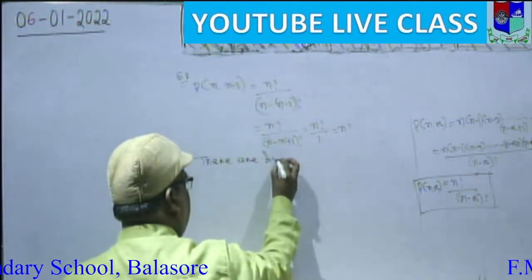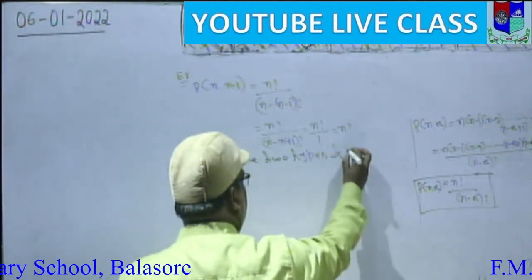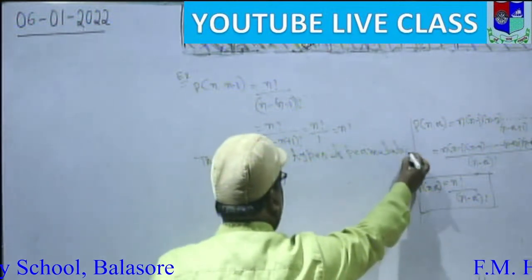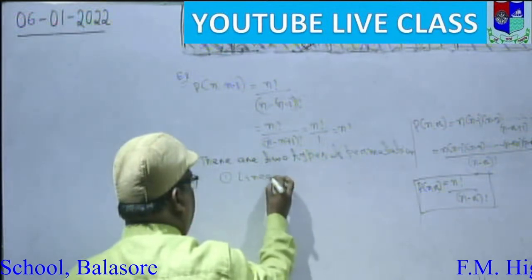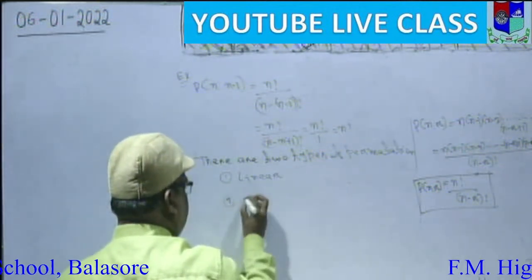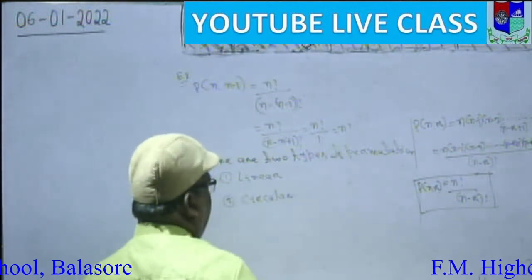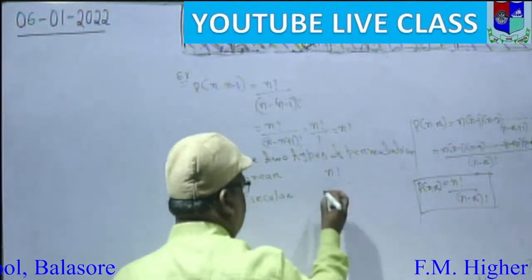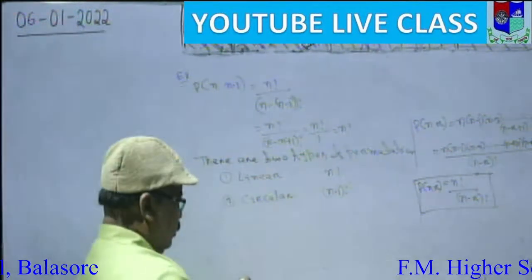There are two types of permutation. One is linear and the other is circular. In linear permutation it will be n factorial ways, in circular permutation it will be one less, (n minus 1) factorial ways.